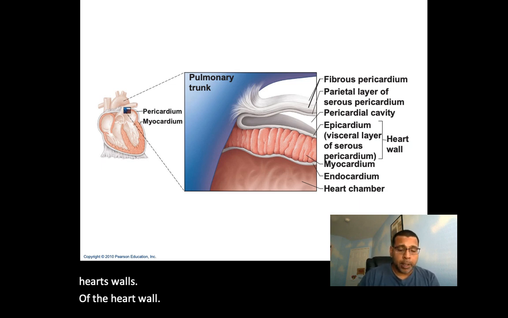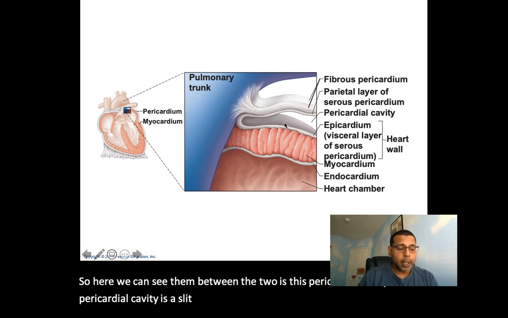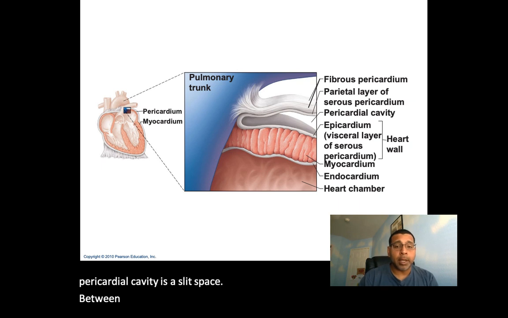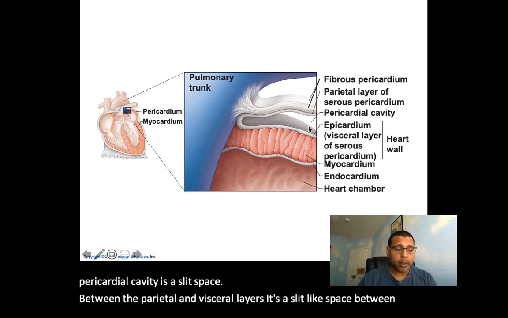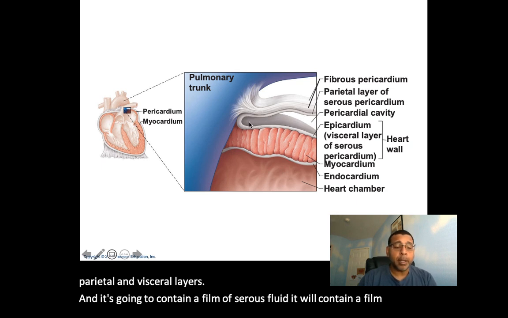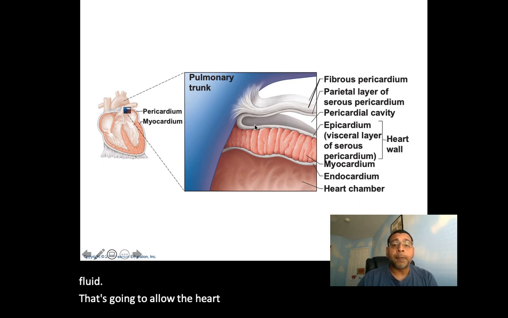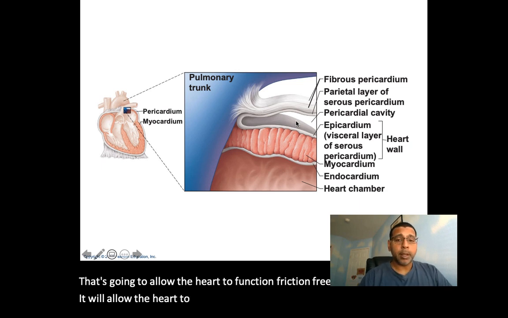So here we can see then between the two is this pericardial cavity. The pericardial cavity is a slit-like space between the parietal and visceral layers. And it's going to contain a film of serous fluid that's going to allow the heart to function friction-free.